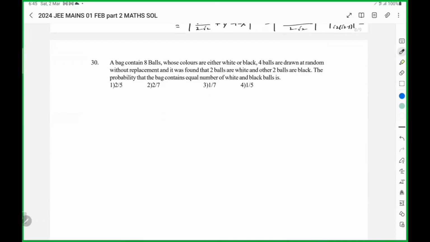This paper, particularly very lengthy paper, where a bag contains 8 balls whose colors are either white or black. So 8 balls are there. Some X are white, 8 minus X are black. 4 are drawn at random without replacement. Found 2 balls are white and 2 are black.